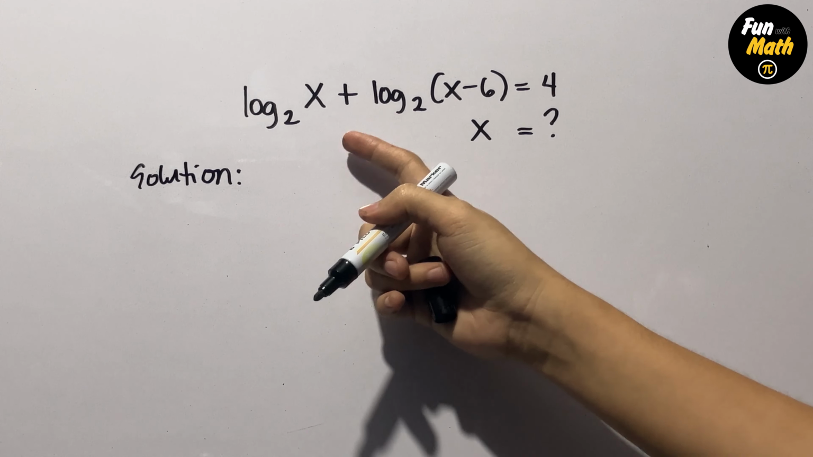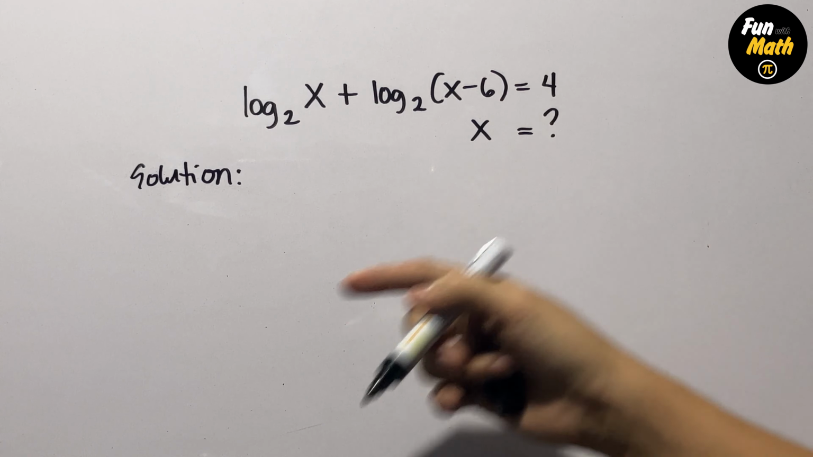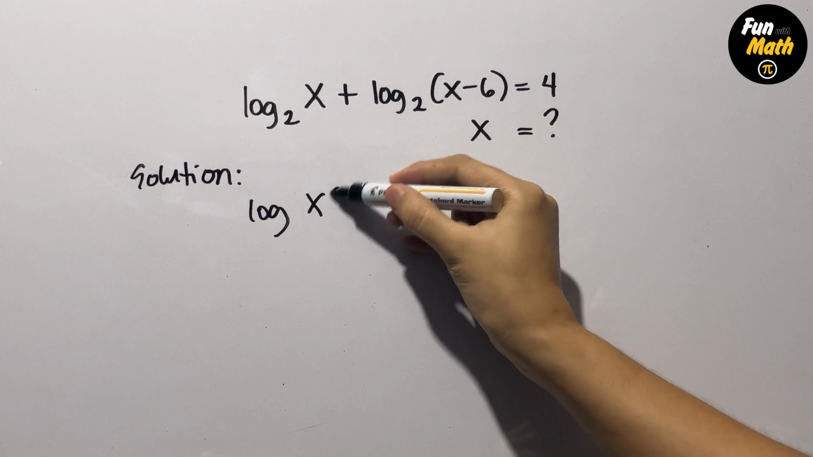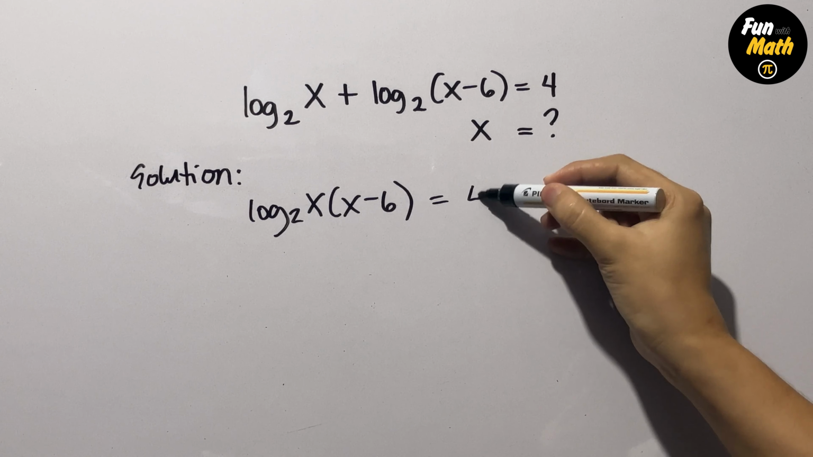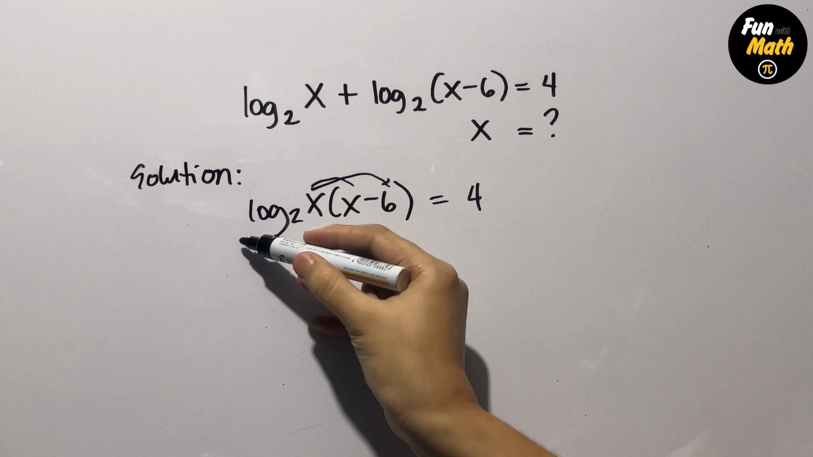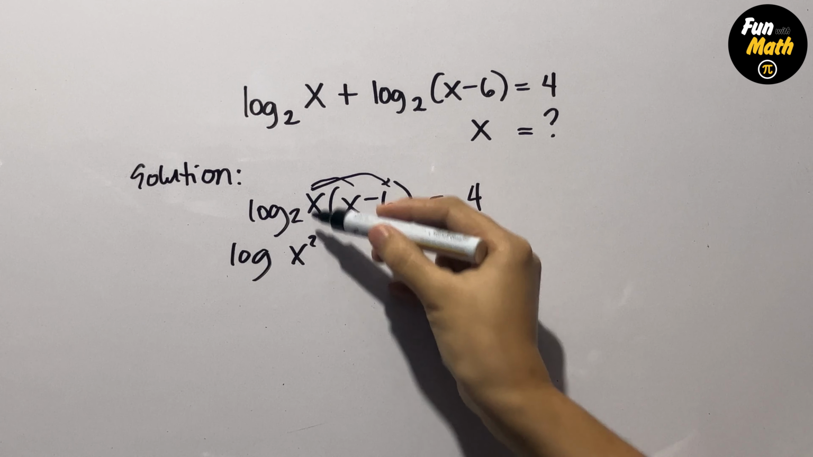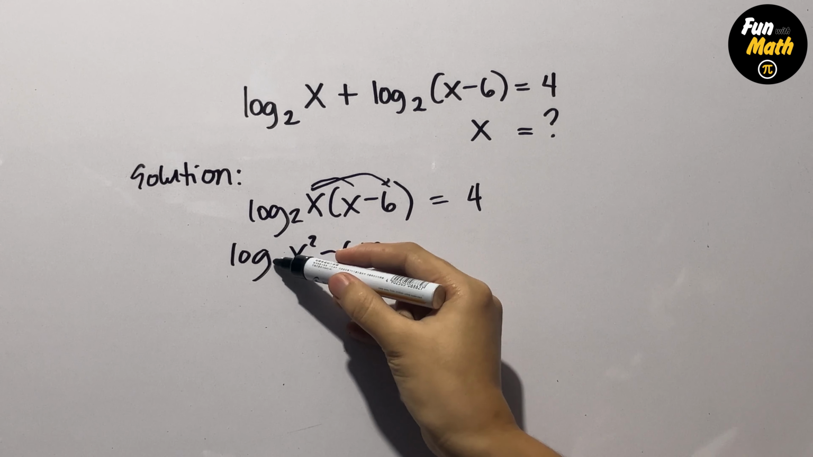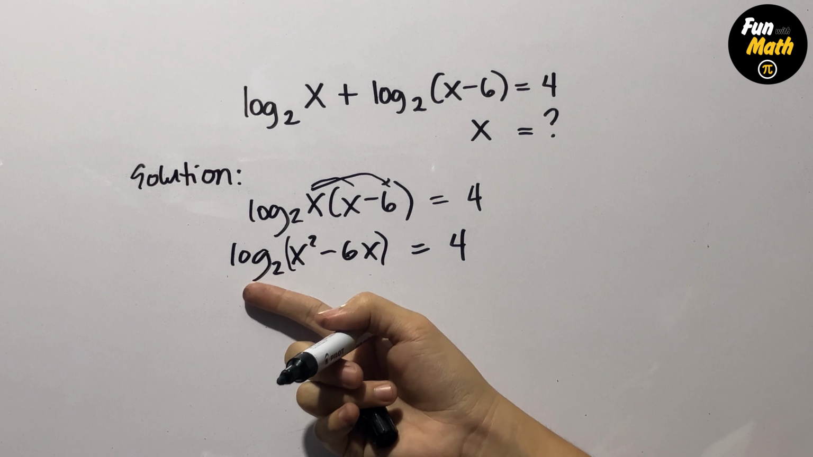So for this, since the operation is addition, we can multiply x and x minus 6. So we write this as log of x times x minus 6 base 2 equals 4. Now let's distribute x here. So this is now log of x times x is x squared, x times negative 6 is negative 6x, base 2 equals 4. And this is now a single logarithm.